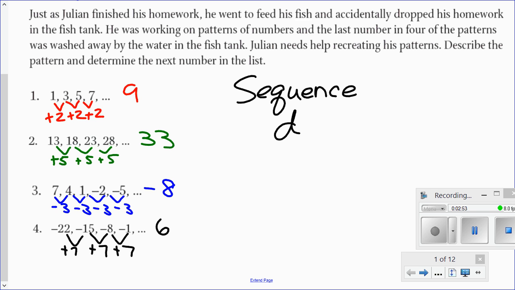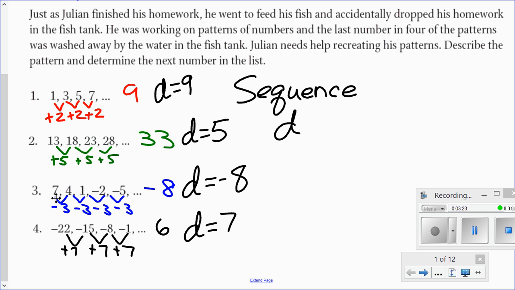We use the letter D, right? The difference. What's the difference between the numbers? That's what we're looking at. So in this particular case, D equals 9. In this case, D equals 5. In this case, D equals negative 8, because we're adding negative 8, which is subtracting 8. And in this case, D equals 7. Okay?